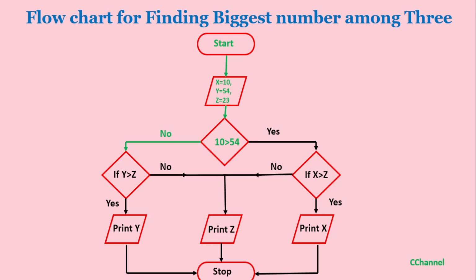Again compare, is y greater than z? 54 is greater than 23. Yes, it is true. So print y, 54. That means y is bigger than x and z. Then stop. This is the example for finding the biggest number among 3.